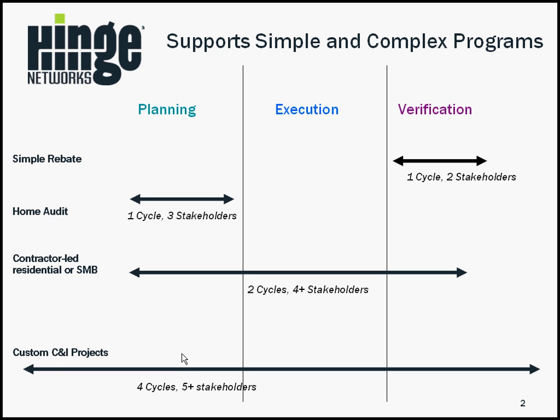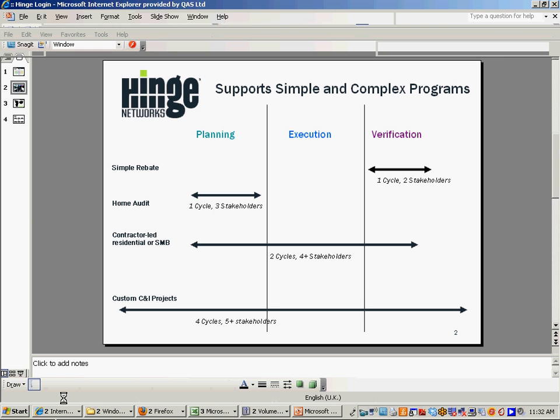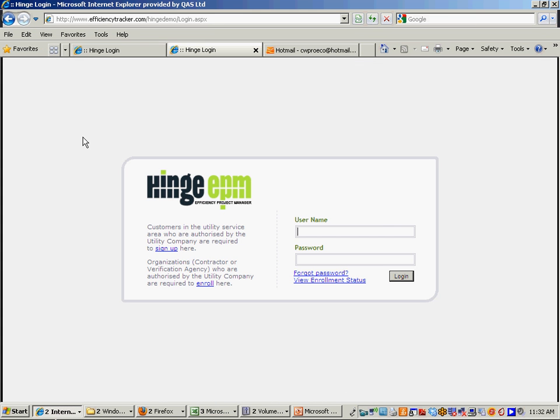And what's best of all is that Hinge EPM normalizes the data from all the different types of programs and rolls it up into reports and charts that enable administrators and regulators to see what's working and what's not working very quickly. In fact, that's where I'm going to start the demo. I'm going to log in as Steve Edwards. He is a program director, and so we'll log in as him first.